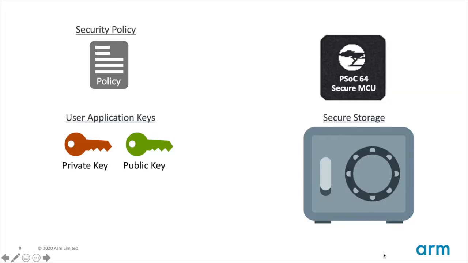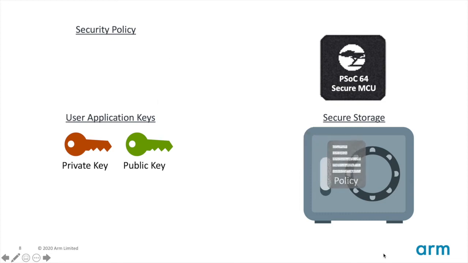Before we move on, let's take a step back and review what we just did. This is a very simplified, oversimplified view of what just happened, but it gives you a good idea of the main concepts. So imagine the secure storage within the PSoC 64 microcontroller is like a safe. And during the initial provisioning, we first set the security policy in that safe. And this controls things like which regions of the flash memory are accessible and for what purpose.